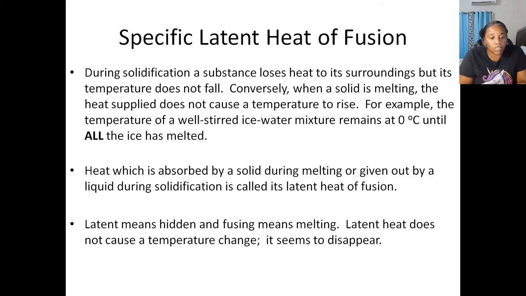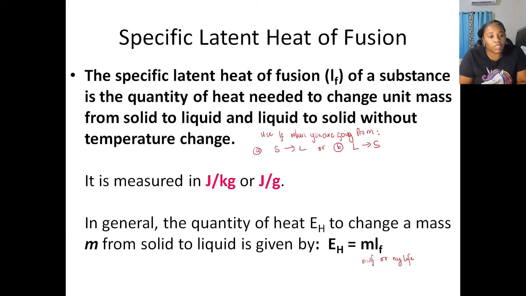Heat, which is absorbed by a solid during melting or given out by a liquid during solidification, is called its latent heat of fusion. Latent means hidden and fusing means melting. Latent heat does not cause a temperature change, it seems to disappear. The specific latent heat of fusion of a substance is the quantity of heat needed to change unit mass from solid to liquid and liquid to solid without temperature change. It is measured in joules per kilogram or joules per gram.